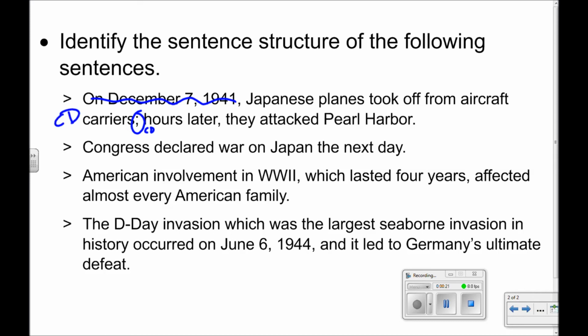Number 2, no fanboys, no subordinating conjunctions. Simple. Number 3, I see a subordinate clause, which lasted 4 years. That makes it at least complex. I do not see any fanboys or a semicolon, so that one's just complex. And number 4, I see a fanboy, comma, and I see a subordinate clause, which was the largest seaborne invasion in history. So this one is both compound and complex.